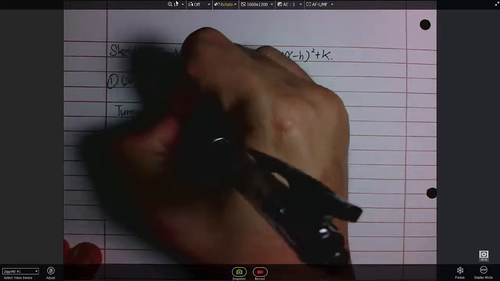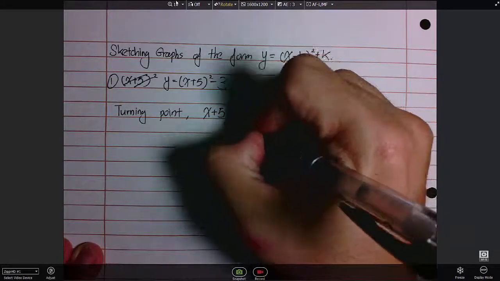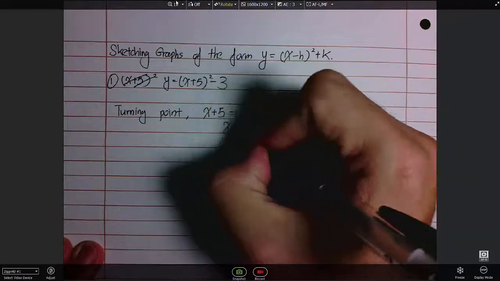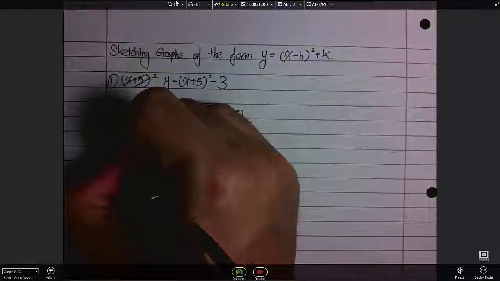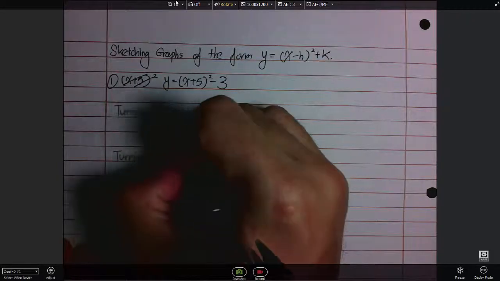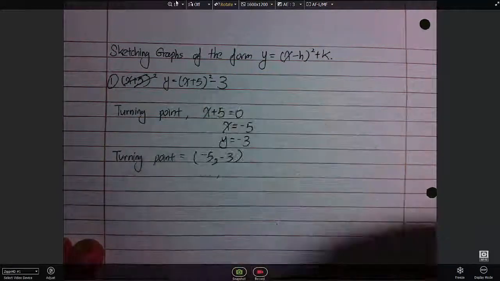First, I'll teach you to find the turning point. It works like this. You look at the square part in the completed square form, x plus 5, and let it be equal to 0. Your x for the turning point will be negative 5. Then the y value, you just copy down: negative 3. So my turning point is negative 5, negative 3.